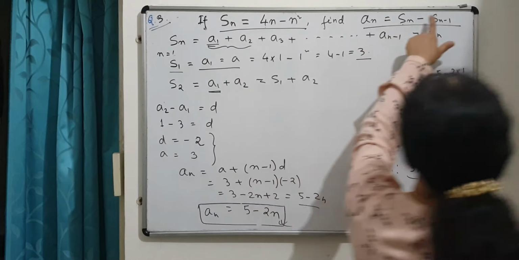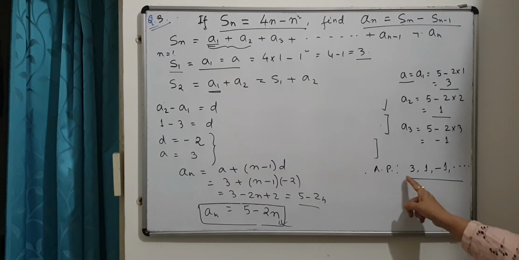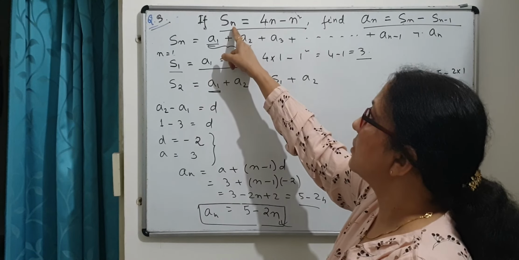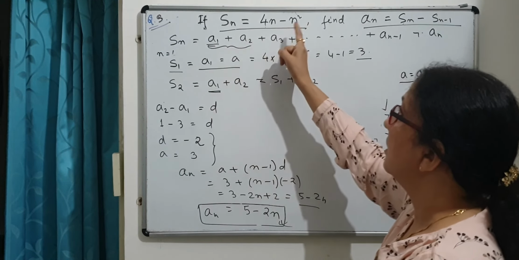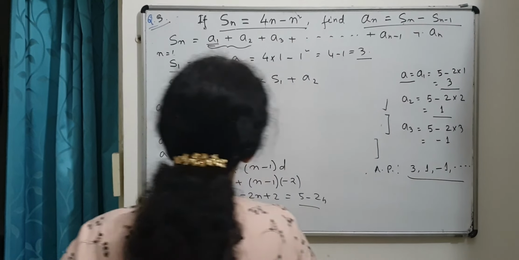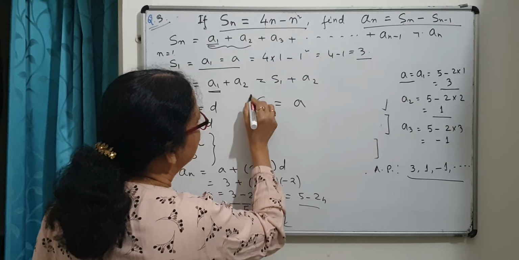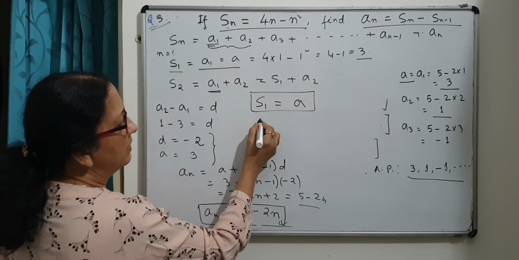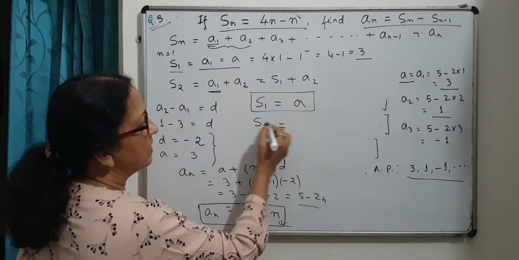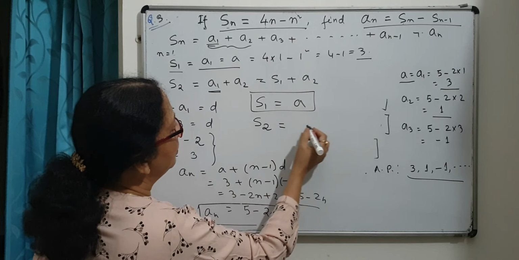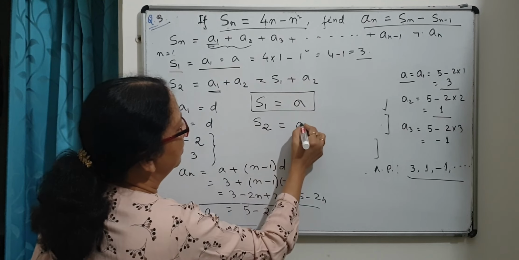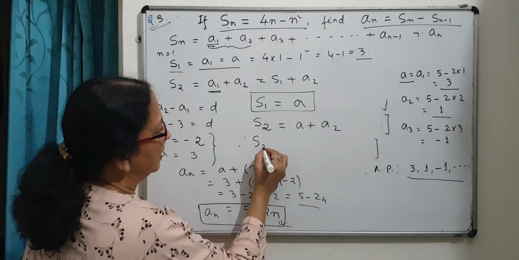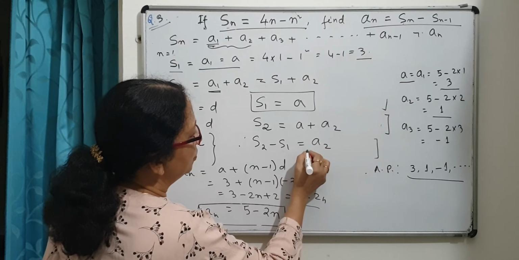Either use this formula where you do the simplification, and then you can get all the terms of the AP. Otherwise, what I do, putting different values of n, I will be getting S1, S2, S3. And you always have to remember, S1 is A. Always, if the expression of Sn is given, putting n equal to 1, I will be getting the first term. Then I can get the value of S2 by putting n equal to 2. You will get some value, and that will be your A plus A2. So therefore, from these two I can see S2 minus S1 will be A2. So A2 can be found in this way.